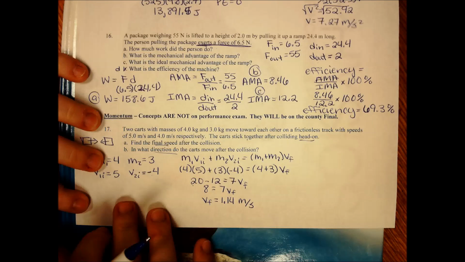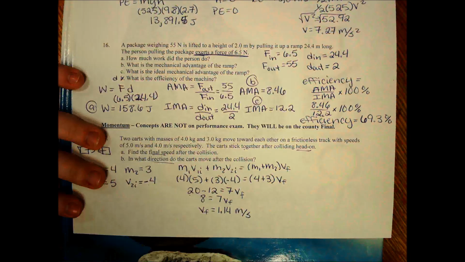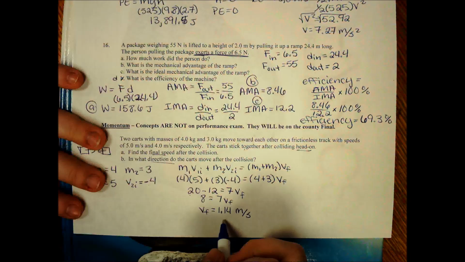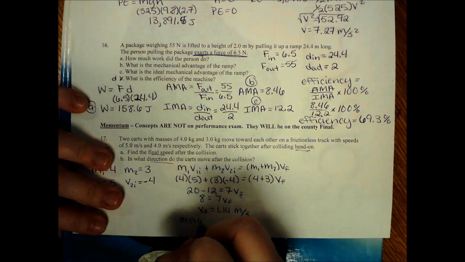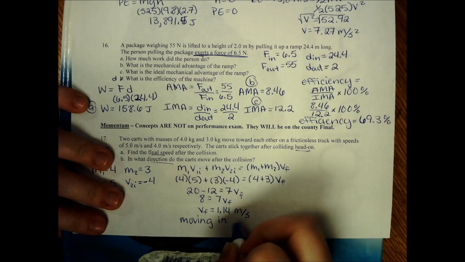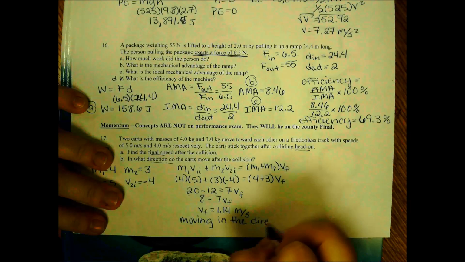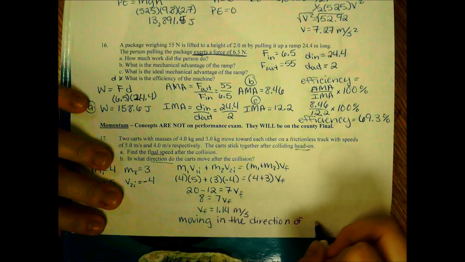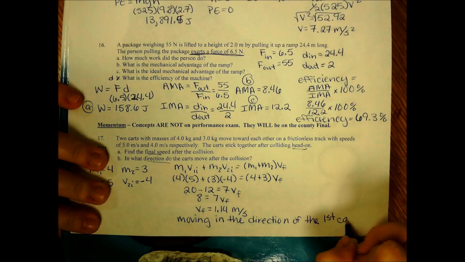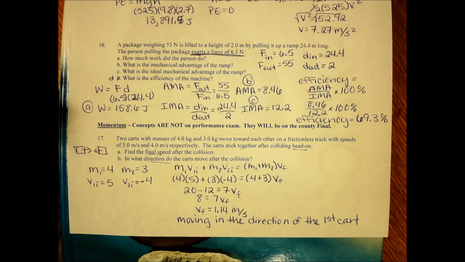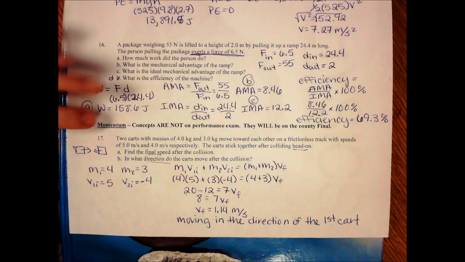Alright, next problem. The next one says that we have, oh, sorry, wait, go back. That's part A, but part B says in what directions do the carts move after collision? The fact that we got a positive answer here means they're moving in the direction of the first cart. If we had gotten a negative number, it would mean they were moving in the direction of the second cart.